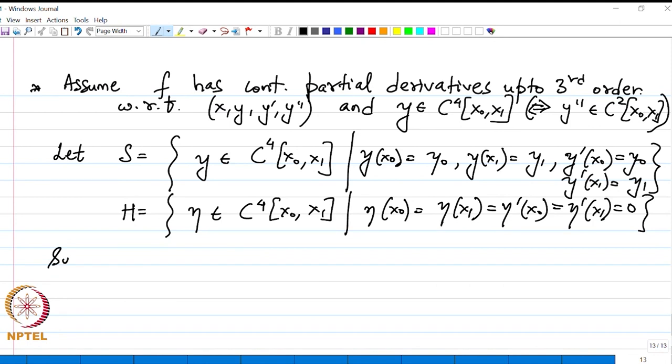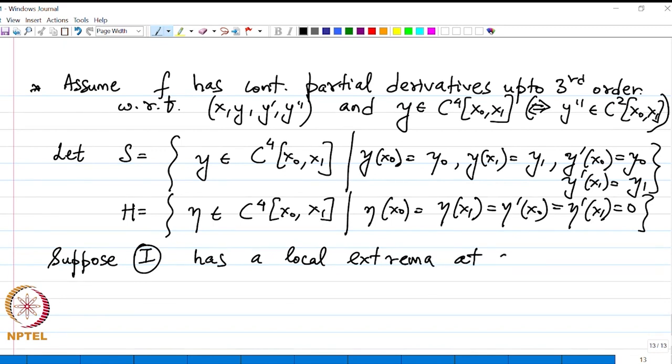So, suppose equation 1 has a local extrema at, let us say, the function y, which is in S, and let us say that the perturbation to this extrema is y hat, which is given by y hat is equal to y plus epsilon eta, right. So, this is my perturbation to this function, right.